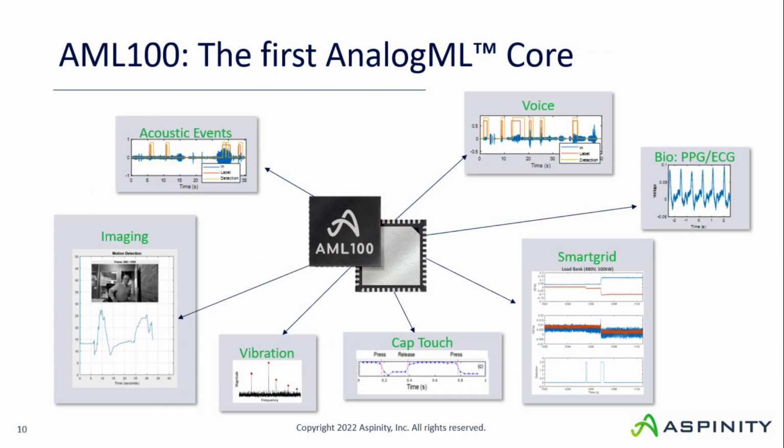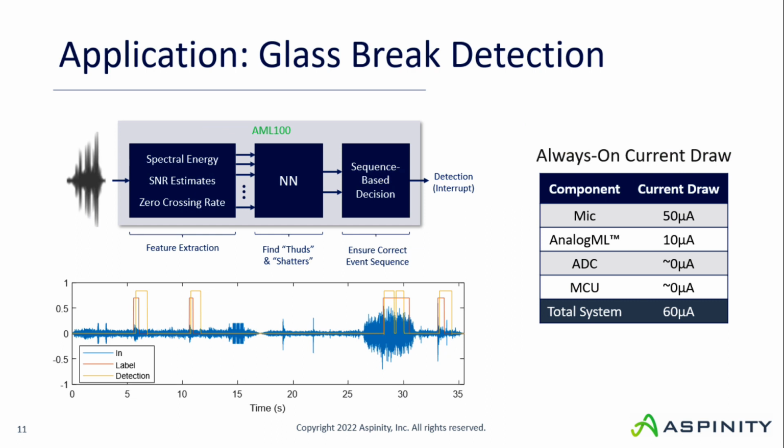So we recently announced our first product based upon this AnalogML concept, and it's the AML100 chip. And we've already built lots of applications on various different types of sensing modalities. Let's take a look at a couple of different real-world audio applications. Glass break detection is a really good use case for this. The glass break event is very short-lived. You never know when it's going to happen, and there's a lot of noise and junk data in between. But it has to be always on.